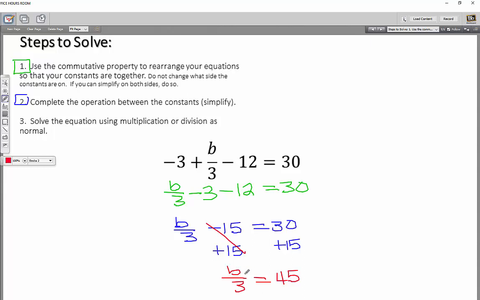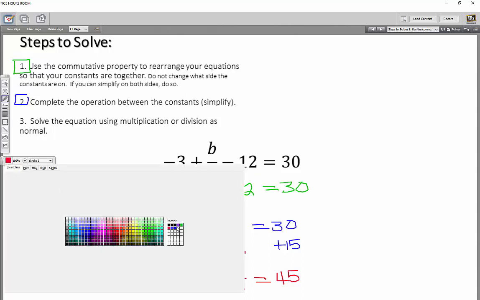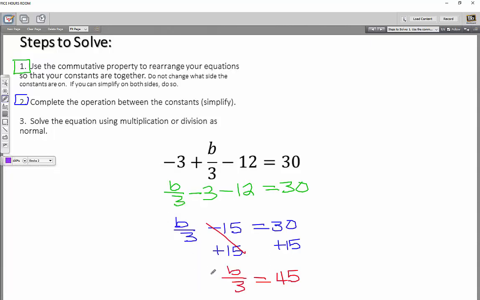Our last step is to go ahead and solve for b. This time, b is being divided by 3. How do we go ahead and get b by itself? Well, we're going to multiply both sides by 3. 3 over 1 times 1 over 3, that's 3 over 3, which equals 1. Therefore, when we multiply by 3, we see that the 3's cancel out.